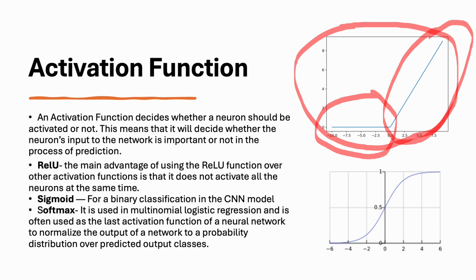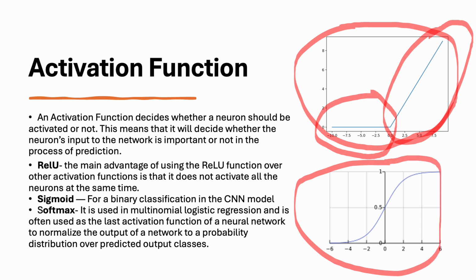Then there is sigmoid. Sigmoid is basically used in binary classification in the CNN model, and we also have softmax. It is used in multinomial logistic regression and is often used as the last activation function of a neural network to normalize the output of a network to a probability distribution over the predicted classes. So these are the three main activation functions. This is an example of the sigmoid activation function.